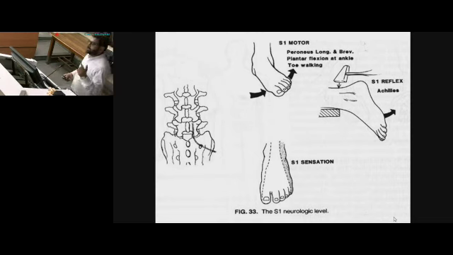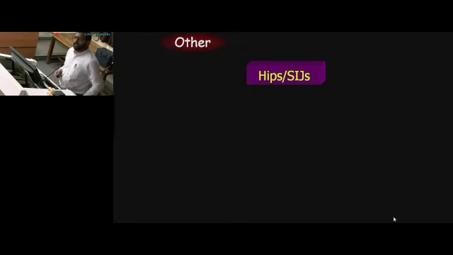So how will you confirm? What will you order for the patient? What will you do? The patient has neurology, radicular pain, and a 3-month history. So what are you going to ask the patient to get? What investigations will you order? Before that, we need to rule out the hip joint.